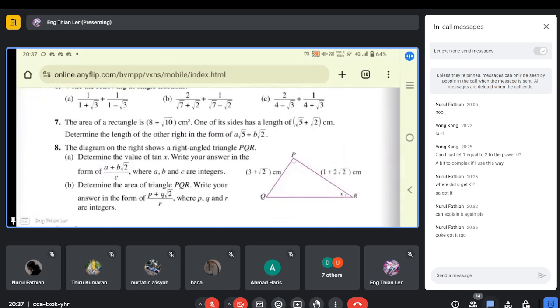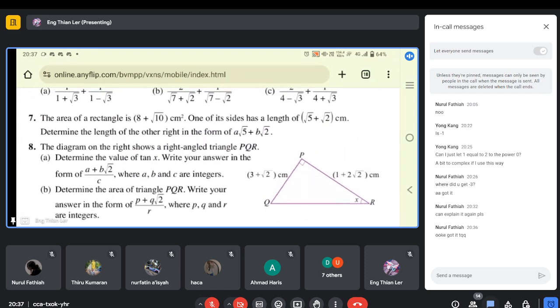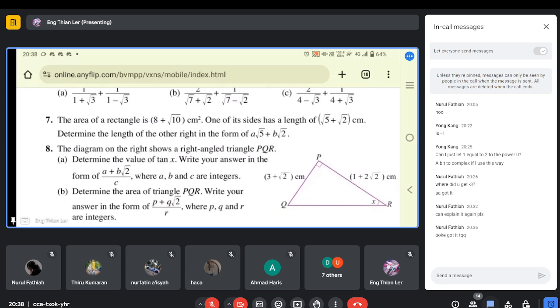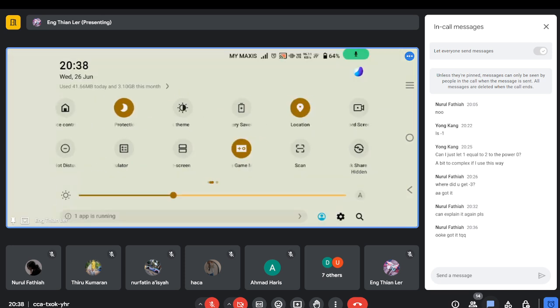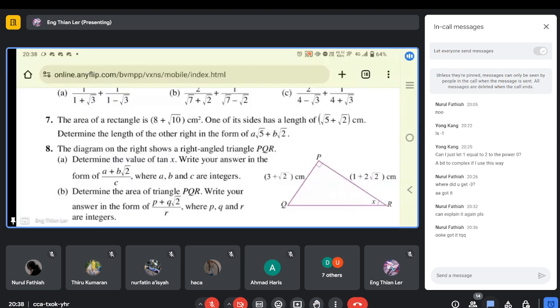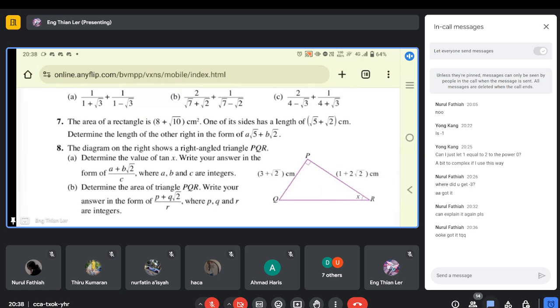we look at number 7. The area of the rectangle is 8 plus root 10 cm squared. One of its sides has a length of root 5 plus root 2 cm. Determine the length of the other side in the form of a root 5 plus b root 2.